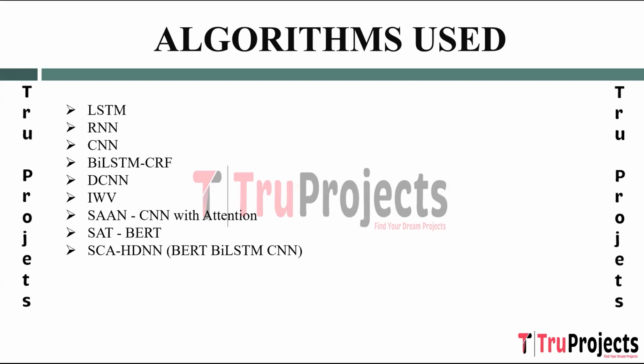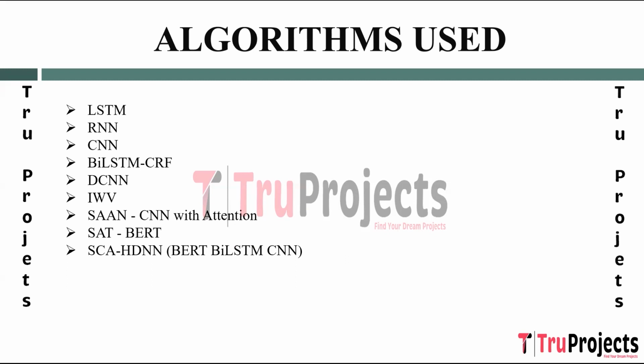SCAHDNN is a hybrid deep neural network architecture designed for sentiment analysis tasks. It combines multiple components such as BERT or other transformer-based models, bidirectional LSTM (BiLSTM), and convolutional neural network (CNN) to capture different aspects of text data. BERT captures contextual information, BiLSTM captures sequential dependencies, and CNN extracts local features, providing a comprehensive approach to sentiment analysis.